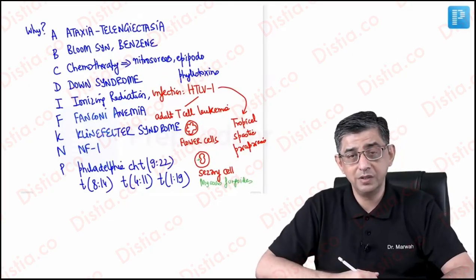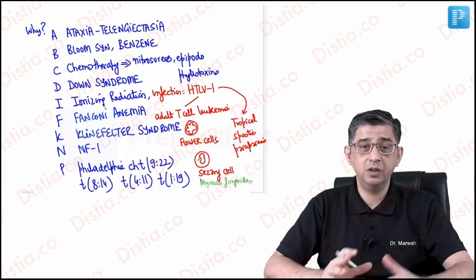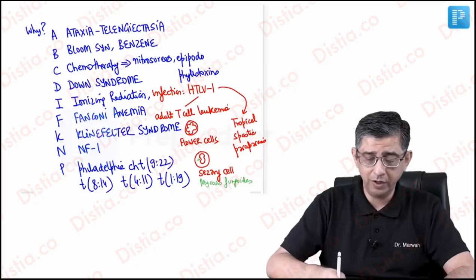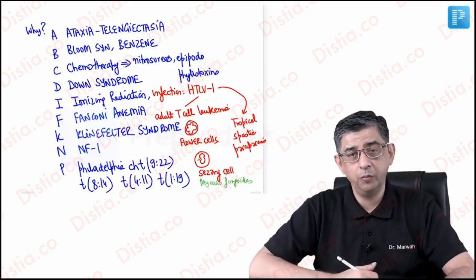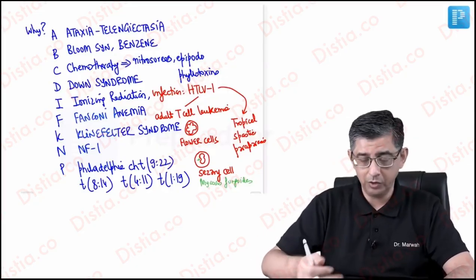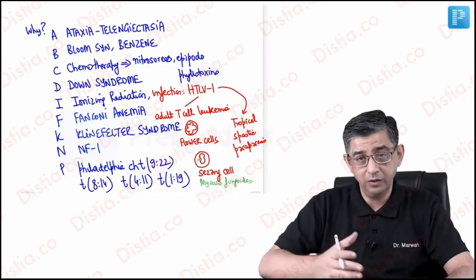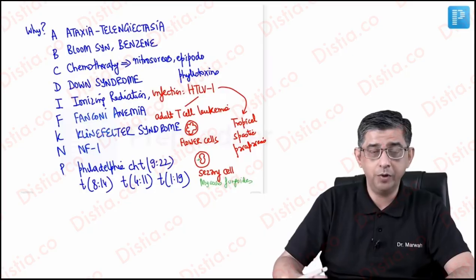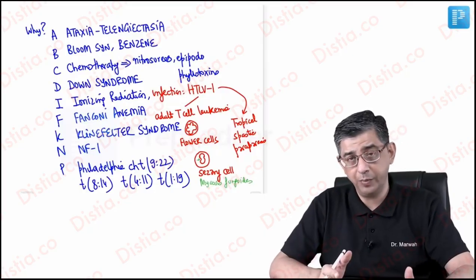I've just tried to organize the data in a better fashion than the way it is given in a textbook. I've just tried to put up, I would say, a mnemonic here. Not very great, I would say, because the details are so many. But at the same time, this would definitely help you with questions which have overlap from pathology.